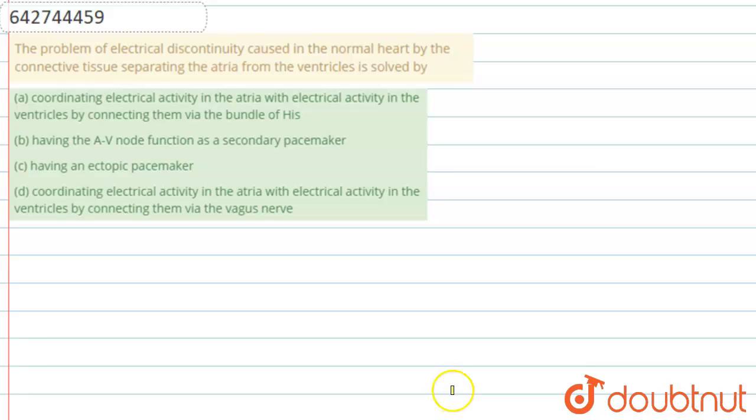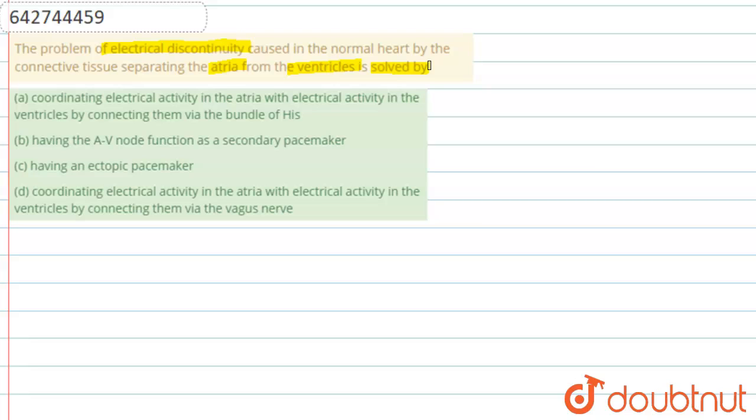Hello everyone. So the question over here is: the problem of electrical discontinuity caused in the normal heart by the connective tissue separating the atria from the ventricles is solved by option A, coordinating electrical activity in the atria with the electrical activity in the ventricles by connecting them via the bundle of His. Option B, having the AV node as a secondary pacemaker. Option C, having an ectopic pacemaker.